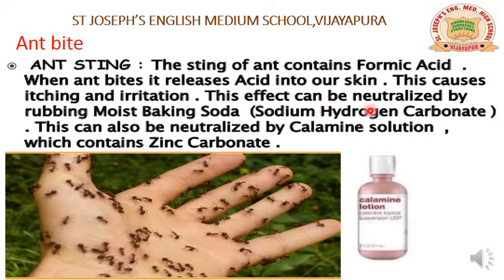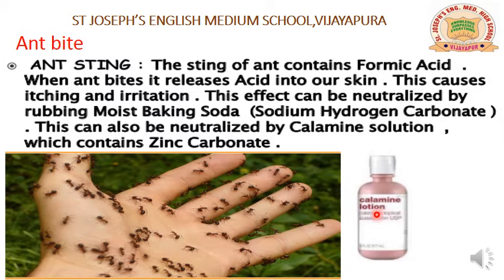This effect can be neutralized by rubbing moist baking soda. It means baking soda, sodium hydrogen carbonate, is rubbed on the place where the ant has bitten. This can also be neutralized by calamine solution, which contains zinc carbonate. You can use calamine solution to make it neutral.